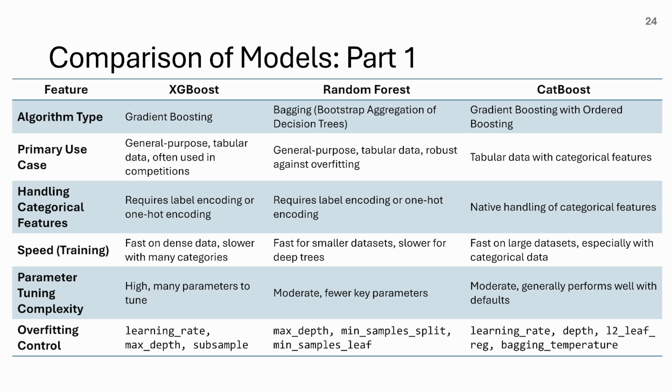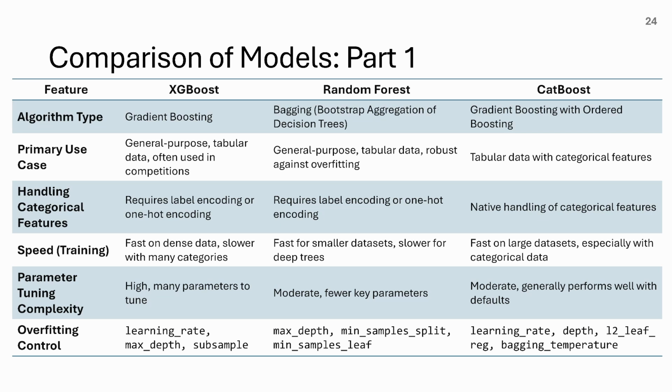Random forest has moderate tuning complexity, with fewer core parameters to adjust, such as max depth and number of estimators, making it simpler to configure. CatBoost also has moderate tuning complexity and generally performs well with default parameters. However, if more precision is needed, parameters like learning rate and depth can be fine-tuned. What about the overfitting control?